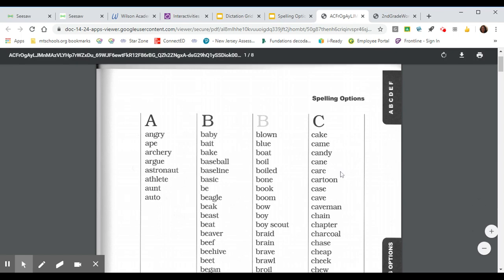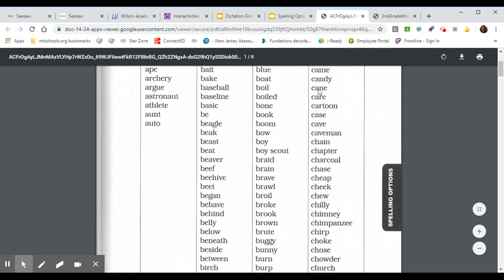Now I can look up my words. If I look right over here, CH, and here we go. EW. CHEW.